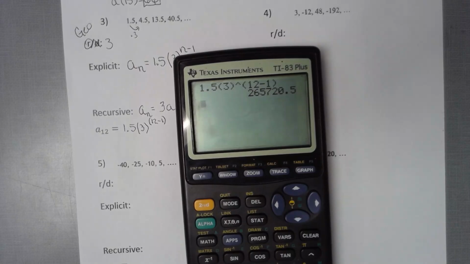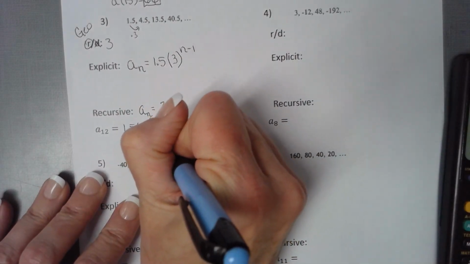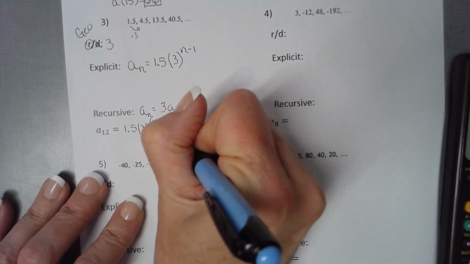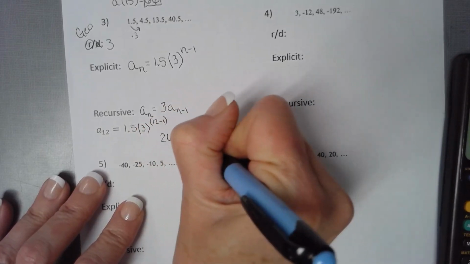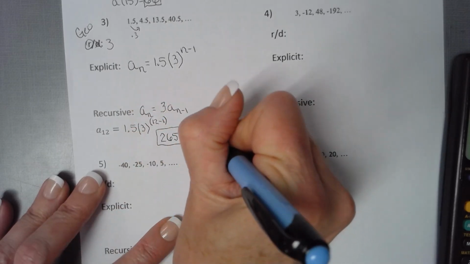So, 265,720.5. That is the value of the 12th term.